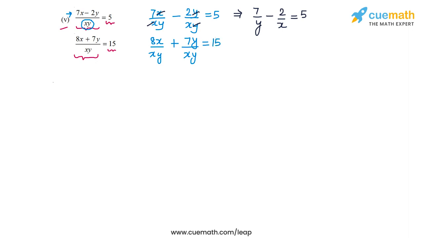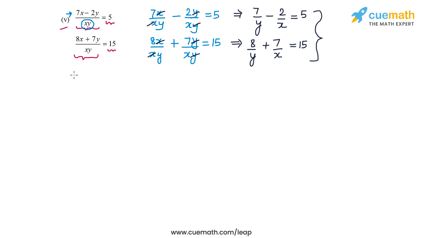And here again the same thing happens. In the first term, these x terms cancel and we get 8 by y, and then in the second term the y terms cancel and we get 7 by x equal to 15. Okay, so now we have this pair of equations, but these equations are still not linear equations. So what do we do now?